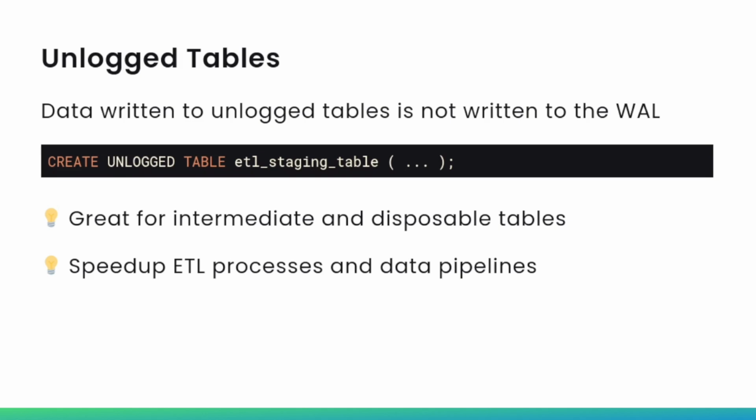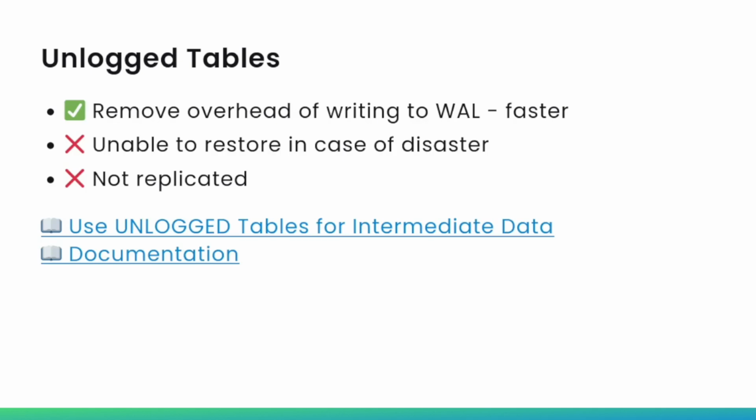You can see create unlogged table, and changes made to this table will not be written to the log, which means it removes the overhead of the WAL, so things are going to be slightly faster. However, in case of disaster, you won't be able to restore the data. So do not use unlogged tables for important information. Also, because data is not logged to WAL, the data is not going to be replicated. So if you have a replication, the data would not appear in the replication.